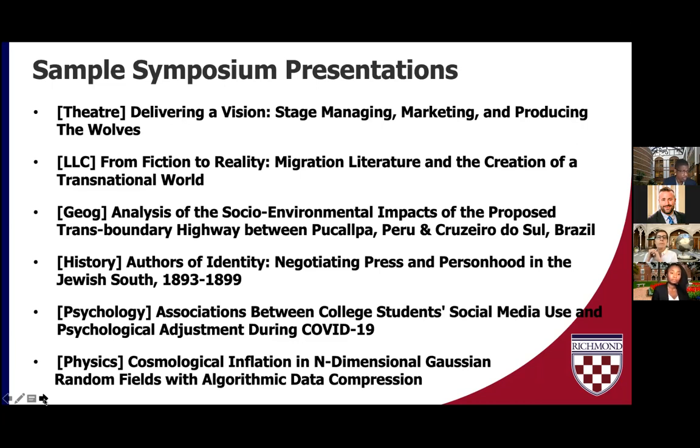And then in psychology, the second to last line there, we have students looking this year at the association between college students' use of social media and psychological adjustment during COVID, which I think some of you may be able to identify with. But here the student is looking at how having access to social media influenced how students were able to manage and to persist and to face the challenges of staying at home using social media. And there are also other examples from physics and from history and from LLC.